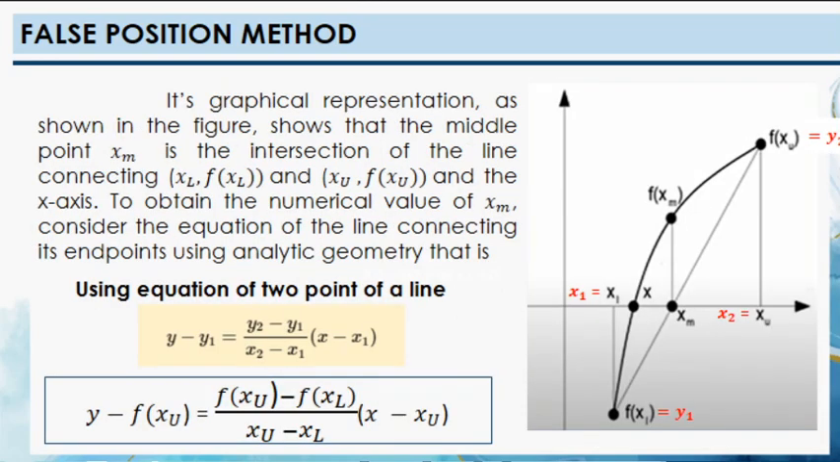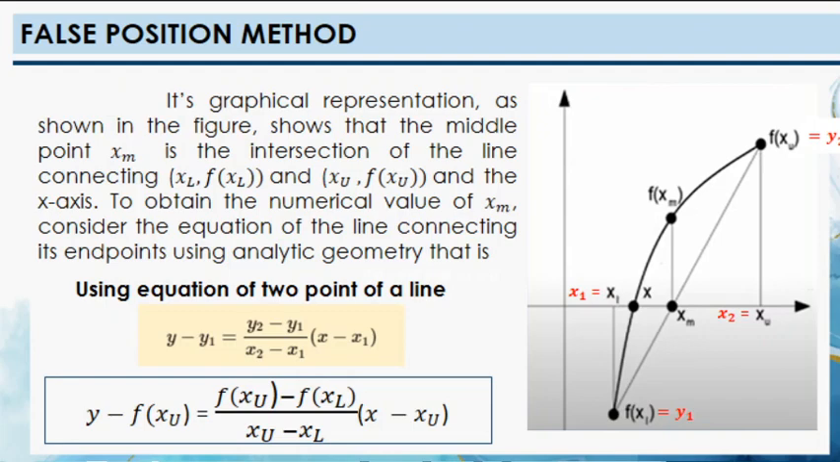So the graphical representation of the false position method is shown in the figure. It shows that the middle point x sub m is the intersection of the line connecting (x sub l, f of x sub l) and (x sub u, f of x sub u) and the x-axis. To obtain the numerical value of x sub m, we are going to consider the equation of the line connecting its endpoints using analytic geometry, that is, using the two-point equation of a line.